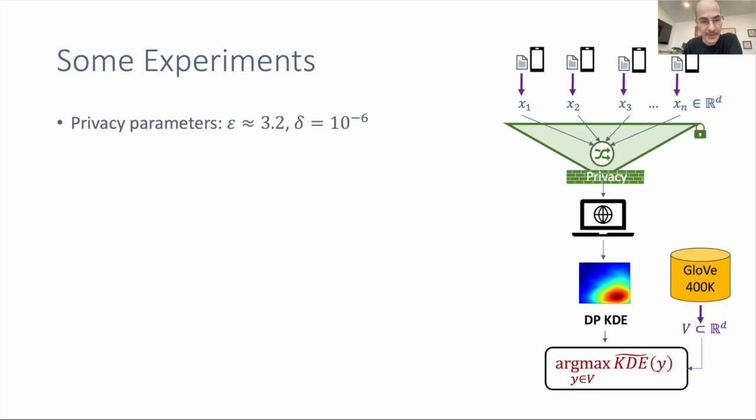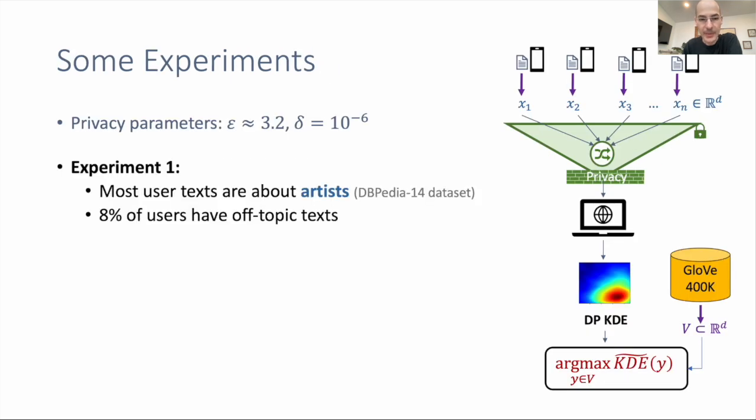Let's see some examples, experiments with typical settings of privacy parameters. In the first example, each user gets a text about an artist from Wikipedia. Some fraction of the users have off-topic text, just to have some outliers. And the top three terms that the KDE reports are artist, lyricist, and musician. So indeed, those terms encompass what the texts are about, even though the method cannot read any of the text.